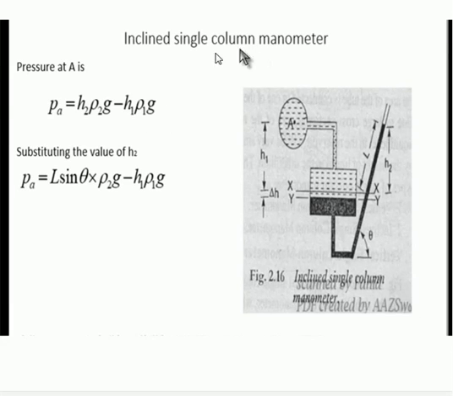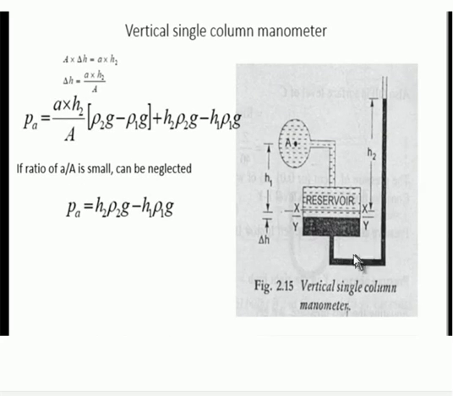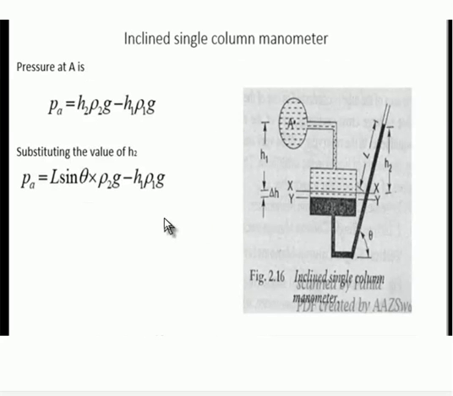Next is the inclined single column manometer. If the column is in vertical position, you can use the equation PA equals H2 rho 2 g minus H1 rho 1 g. If the column is in inclined position, then the equation for the pressure at A is again PA equals H2 rho 2 g minus H1 rho 1 g.